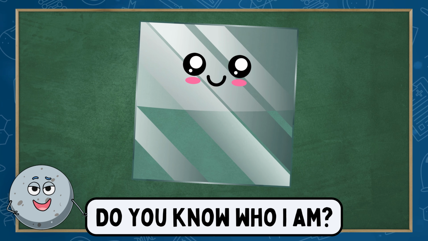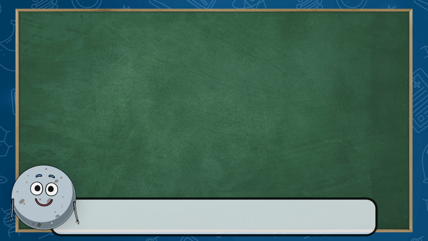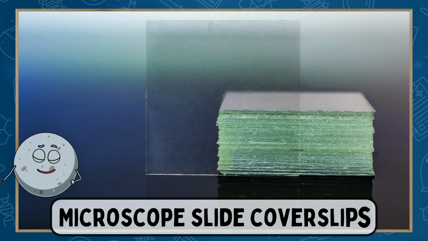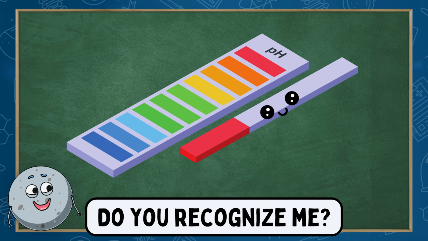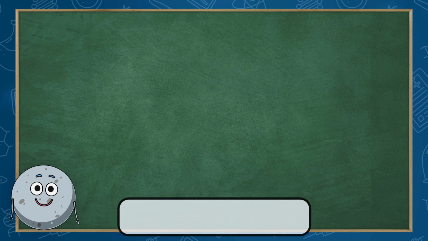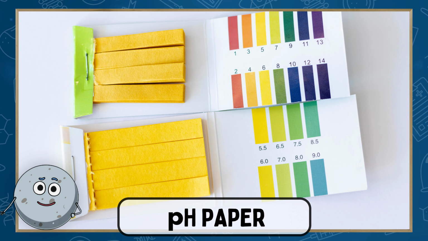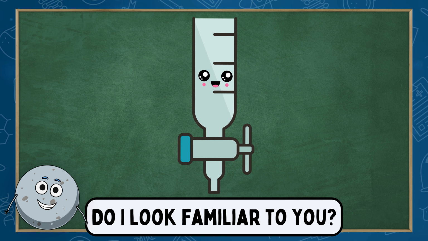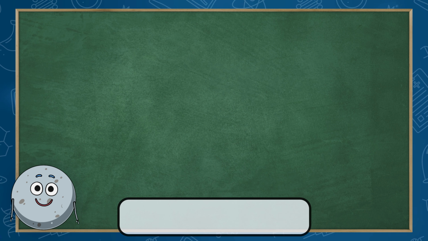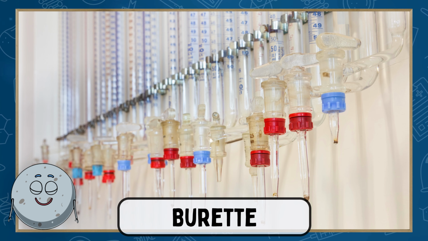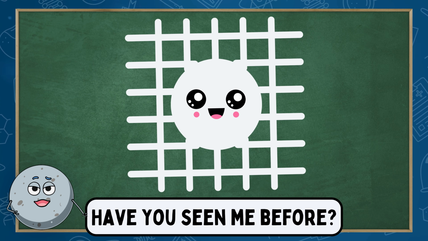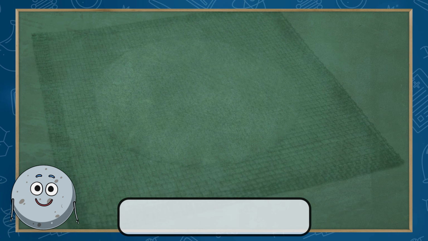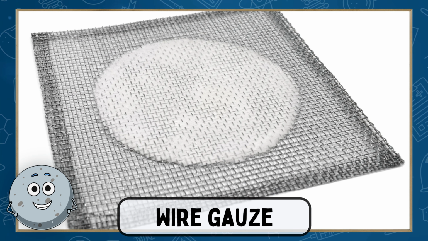Do you know who I am? I am microscope slide cover slips. Do you recognize me? I am pH paper. Do I look familiar to you? I am burette. Have you seen me before? I am wire gauze.